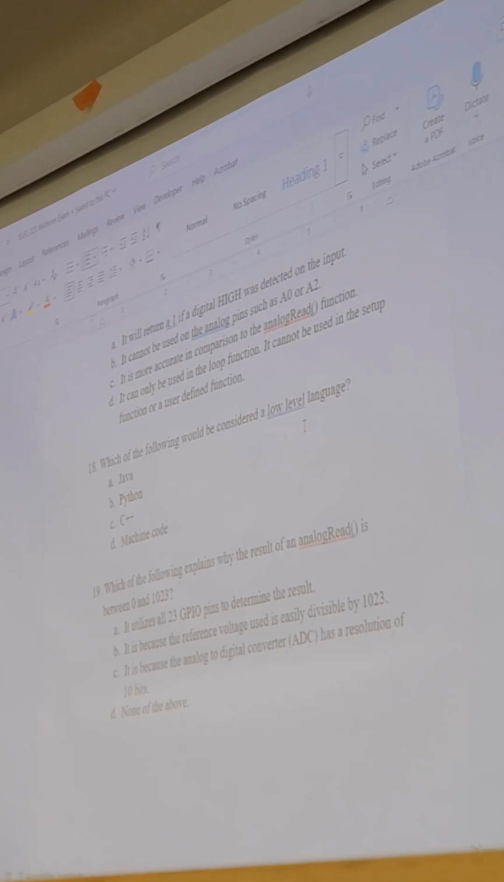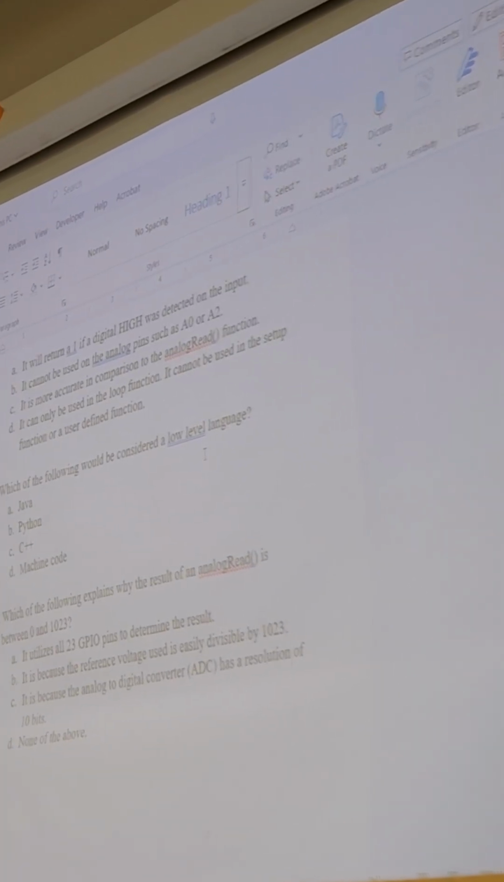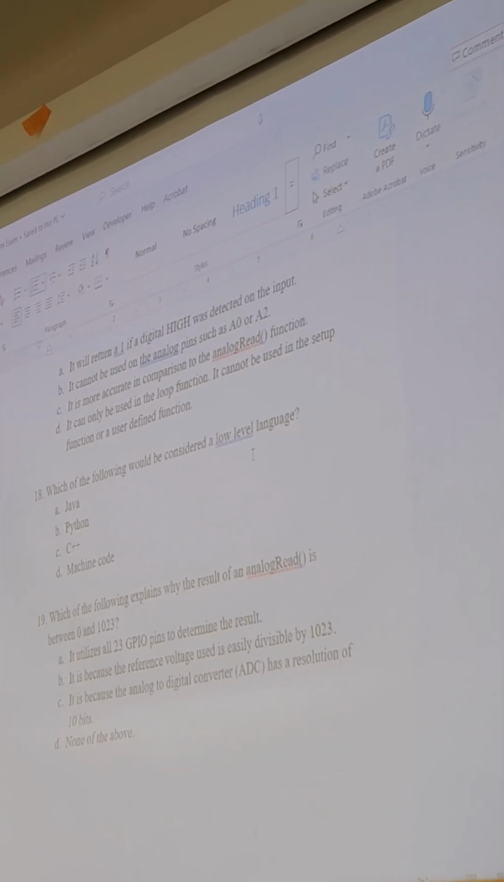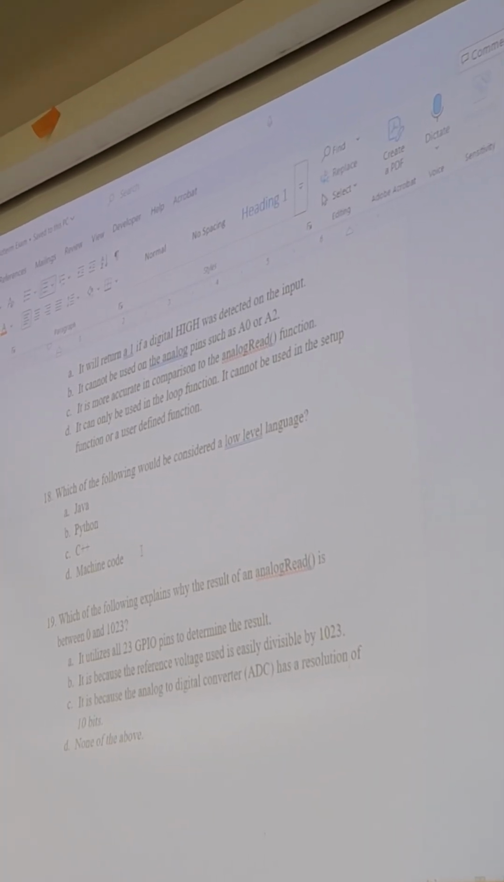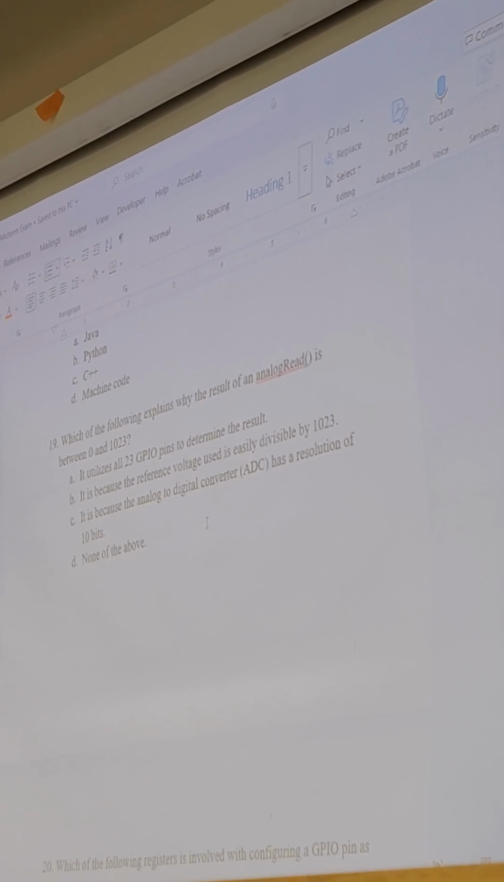For question number 18, this is also fairly straightforward. Java, Python, and C++ are all considered high-level languages. Machine code is the only low-level language, so the answer there was D. For question number 19, we touched on this briefly in the lecture portion. The main thing was the size of the analog to digital converter, specifically 10 bits, or 2 to the power of 10. That's how we get 1023 as the maximum. So question 19 was C.